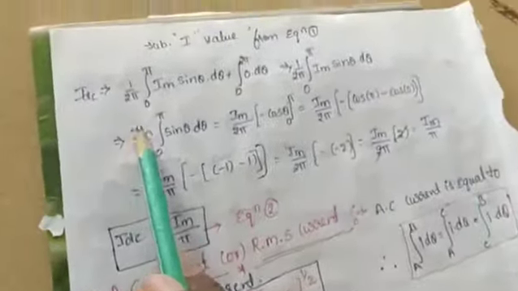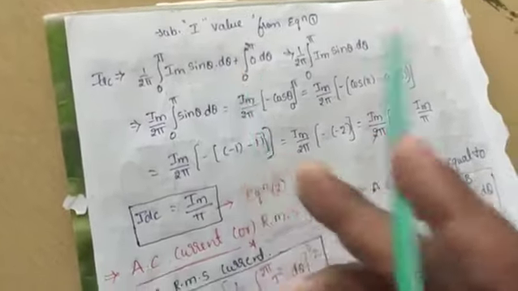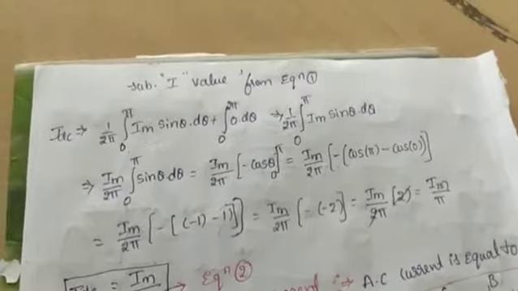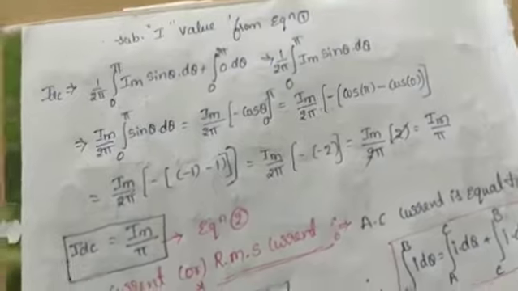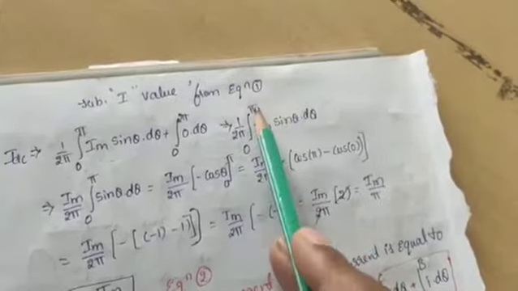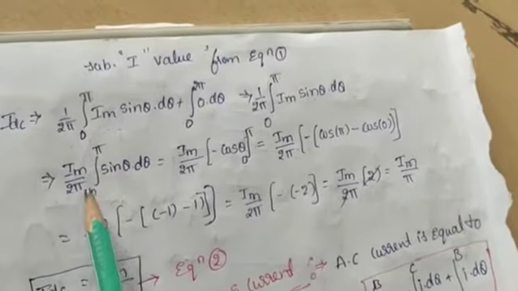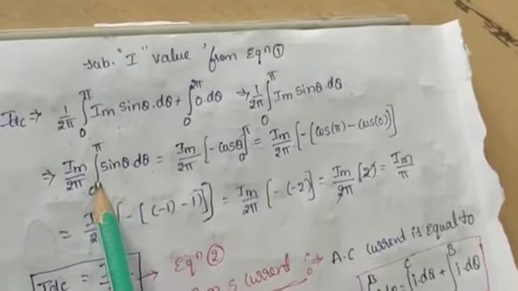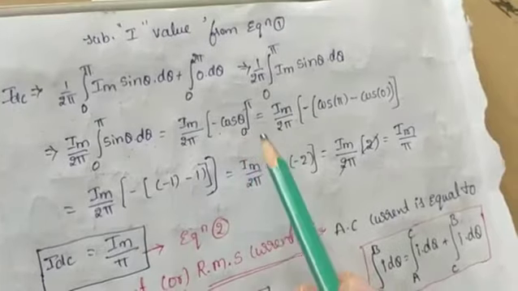So IDC is equal to 1 by 2 pi, integral from 0 to pi of Im sin theta d theta. Only from 0 to pi do we get the signal; from pi to 2 pi there is no signal, so that part is 0. Simplifying, Im by 2 pi times the integral from 0 to pi of sin theta d theta. The integration of sin theta is minus cos theta, from 0 to pi.